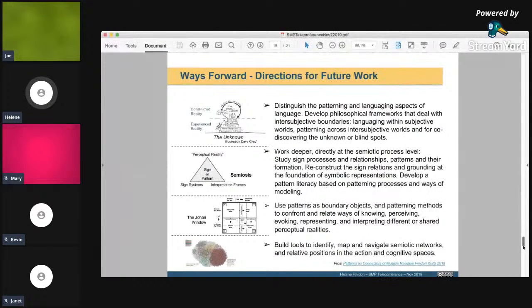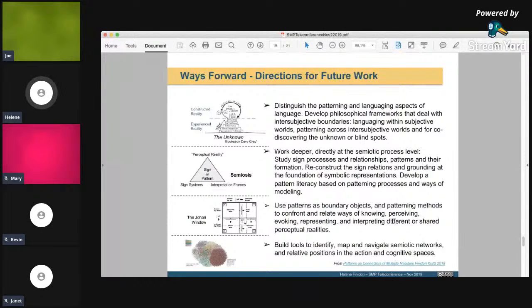And to know that you can use language to a certain extent within subjective worlds, or coherent or cohesive domains, but you need to use patterning more across intersubjective worlds, and to co-discover unknowns or blind spots across these different worlds, to be able to get the elephant, the whole elephant, to emerge.